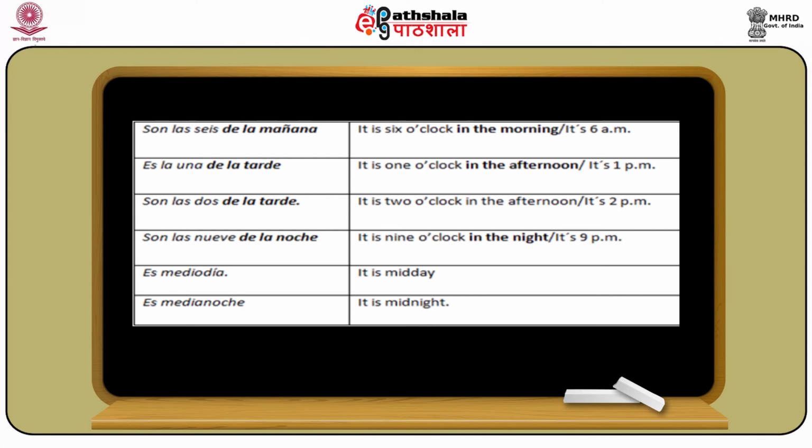And if you want to say it's midday, then it is es mediodía, and if it is midnight, that is media noche. So as we have mentioned, in Spanish there are 5 vowels. Those are a, e, i, o, u, as in English. Out of these 5 vowels, 3 are strong vowels, that are a, e, and o, and there are 2 weak vowels, that is i and u.